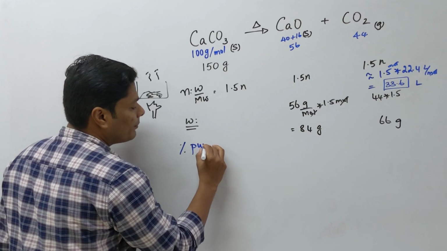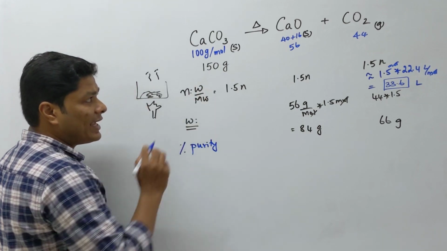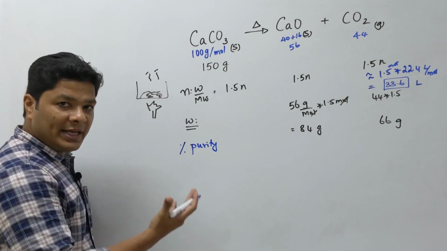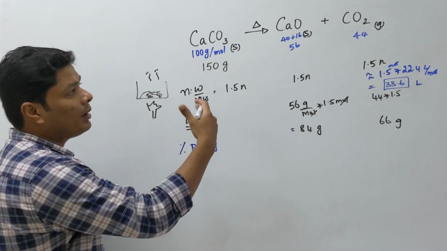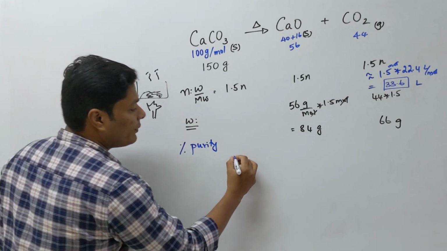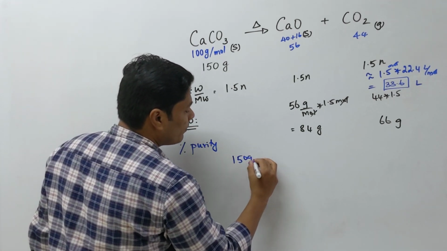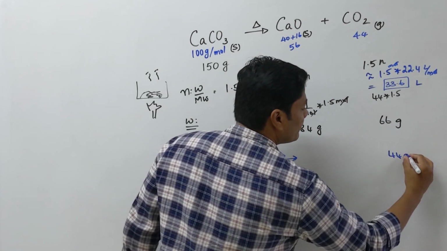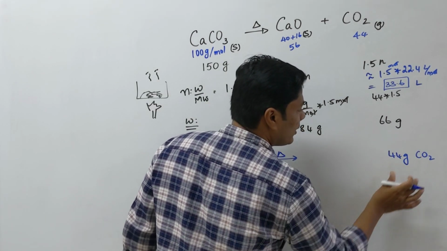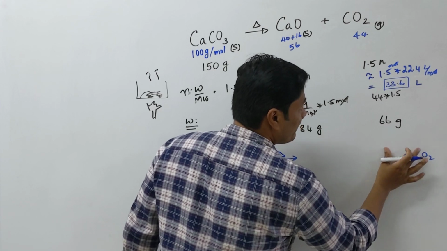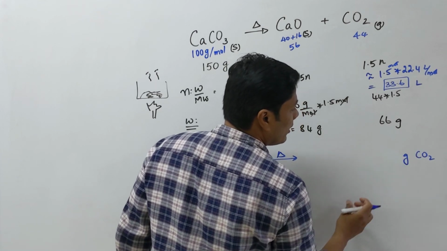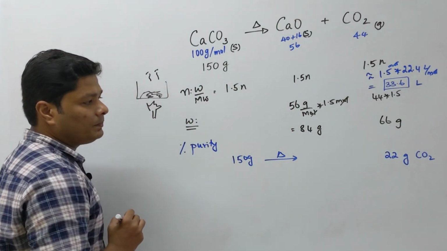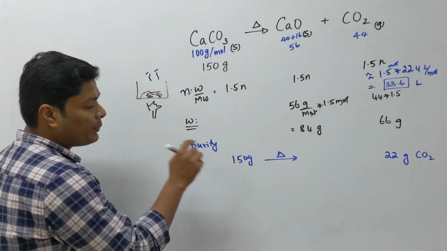Percent purity. Let's take the same question. If you take 150 grams of calcium carbonate and I heat it, I get, let's say for example, I take 150 grams, I heat it, I get only 44 grams of CO2, or let's even make it as 22 grams of CO2. That is all I get. Okay. Now what is the percent purity of the sample?